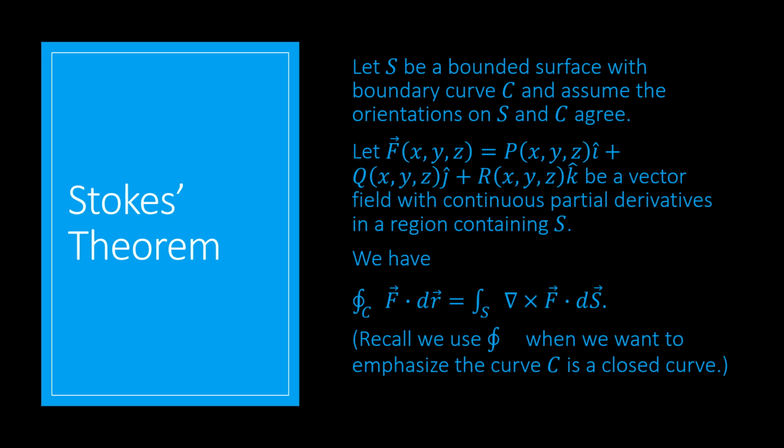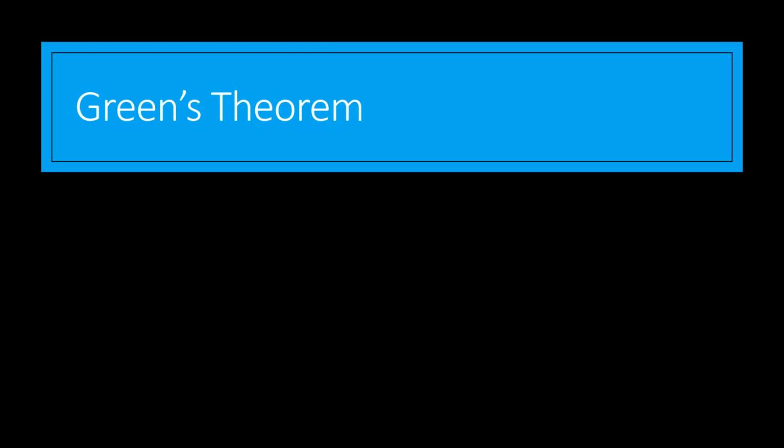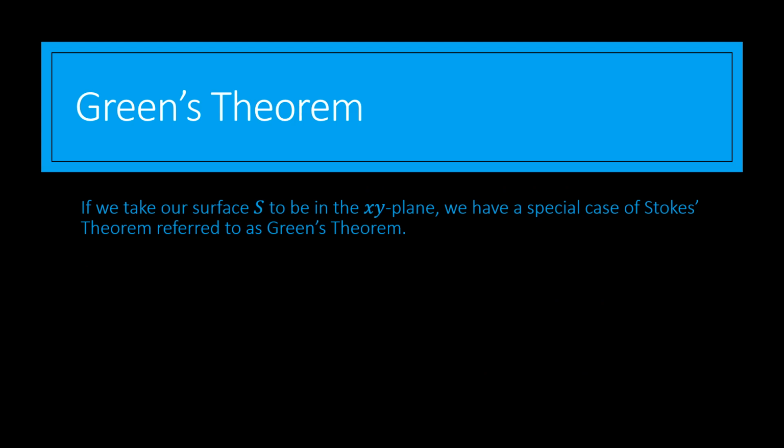Obviously, we're going to do a lot of examples of this in the regular lecture, but let's look at a special case of Stokes' theorem. This is called Green's theorem. Rather than having a surface in 3-space, we're going to just take the surface to be in the xy plane. So that means it's just going to be a region R in the xy plane.